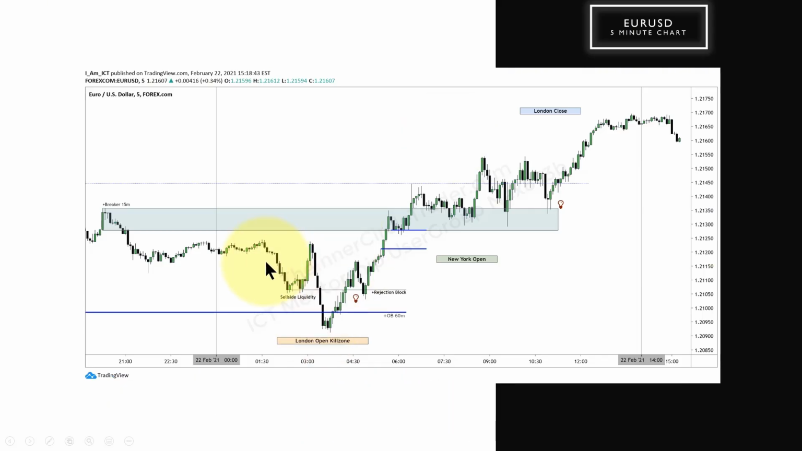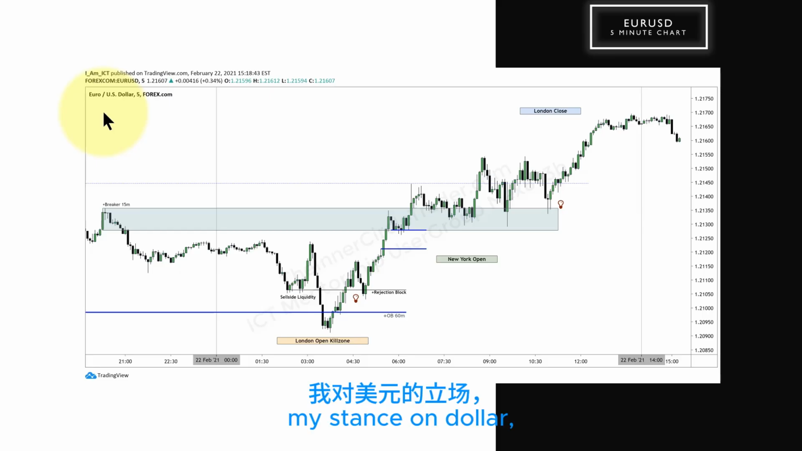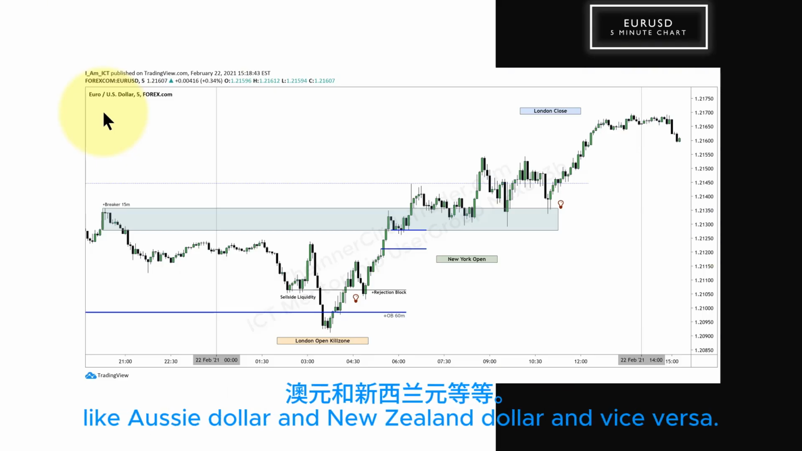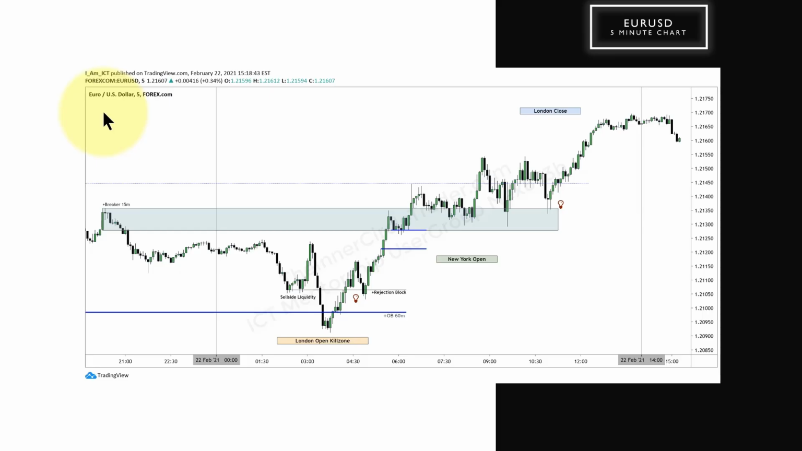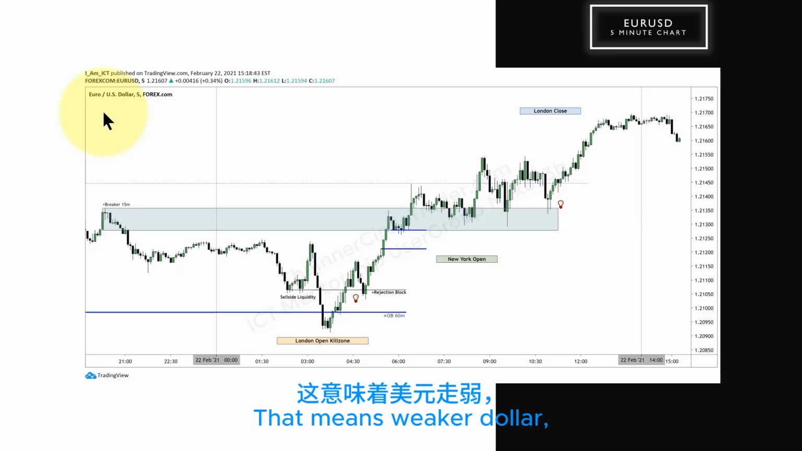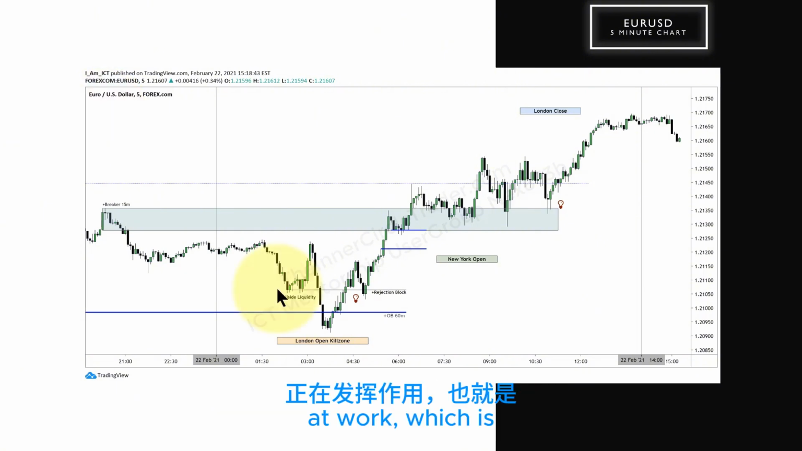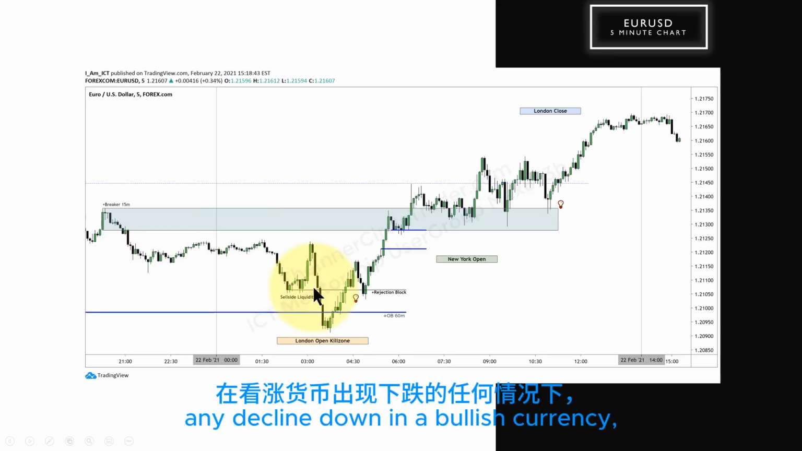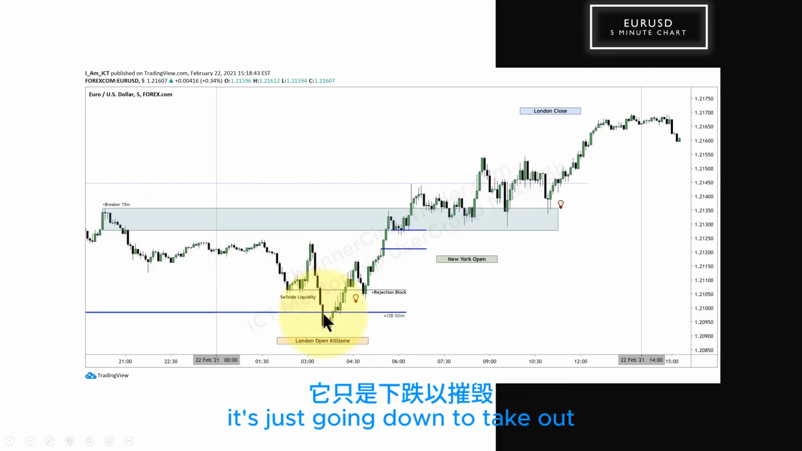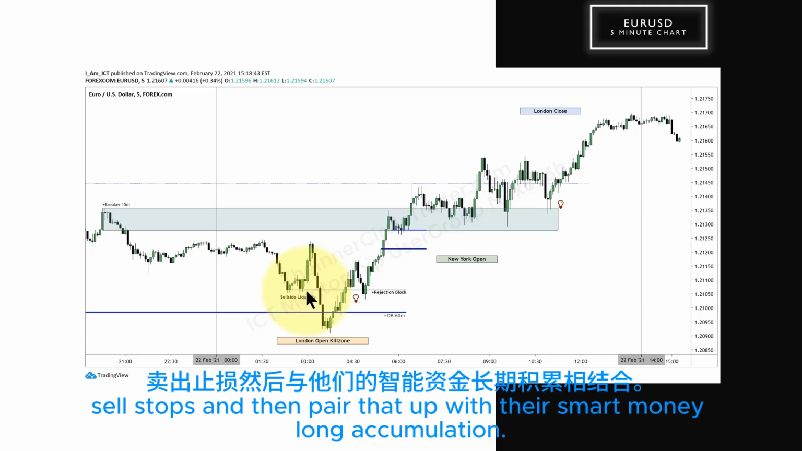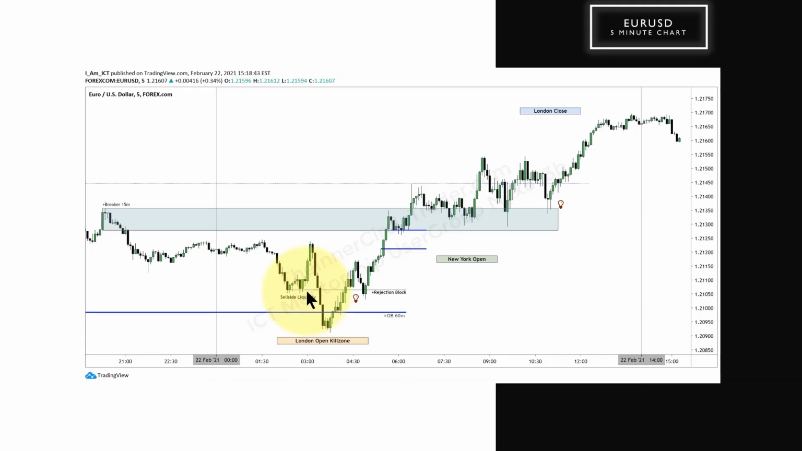Okay, what we're saying is euro was most likely bullish. Okay, because of my stance on dollar, everything would be reversed in euro and in cable, and like Aussie dollar and New Zealand dollar and vice versa. Everything should be moving symmetrically. That means weaker dollar, higher foreign currency prices. If we see that underlying narrative at work, which is any decline down in a bullish currency, it's just going down to take out sell stops and then pair that up with their smart money long accumulation.